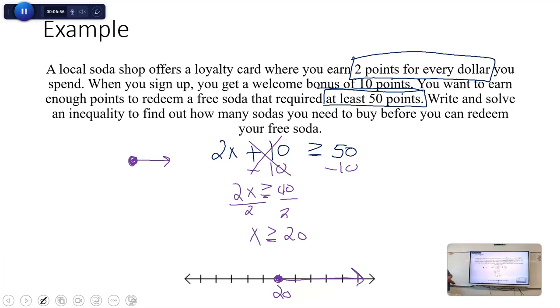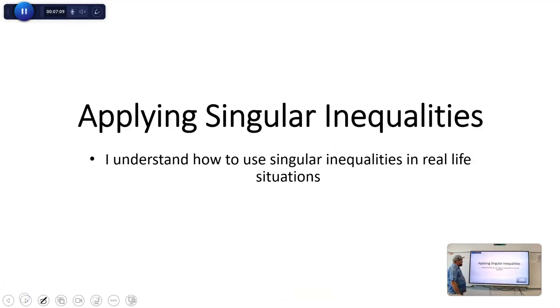Okay, so when you're doing this, you're just trying to find the total. You're trying to find a constant, something that's already given to you. And then you're trying to find your variable, and you set it up and solve. And make sure you have the proper inequality when you do so. Okay, so I understand how to use singular inequalities in real-life situations. There's a few of these on your assignment. Go ahead and give them a try. If you need any help, please feel free to reach out, and I can help.